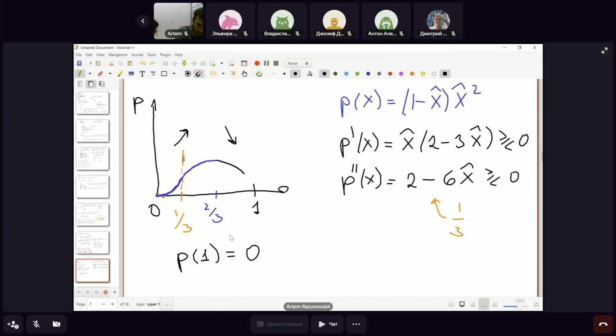So then we are going back to 1. And we know that the derivative at this point 1 is not zero, right? What is this? This is minus one, which means that we have a minus 45 degree slope here.